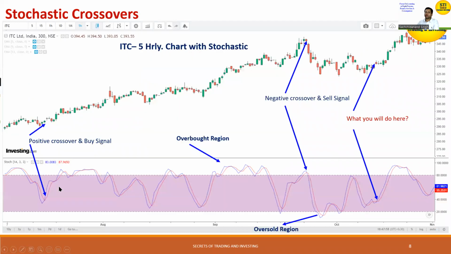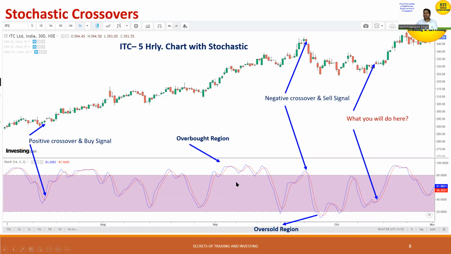It again has two lines, basically the blue line and the red line. Usage will be the same as MACD. When the blue line crosses over the red line, that point is considered a potential buy signal, called a positive crossover. At the same time, whenever the blue line crosses down through the red line, that is called a negative crossover, and it is treated as a potential sell signal.